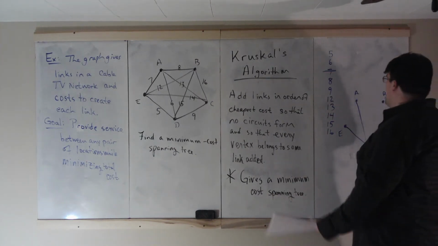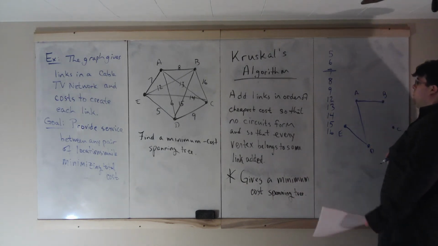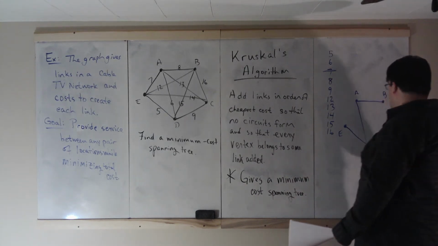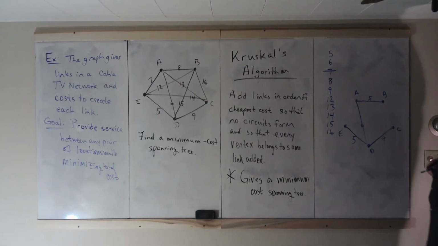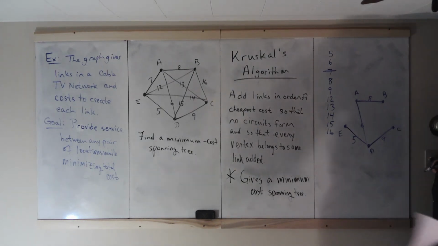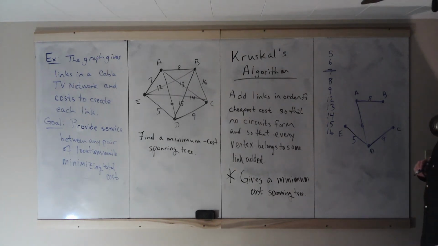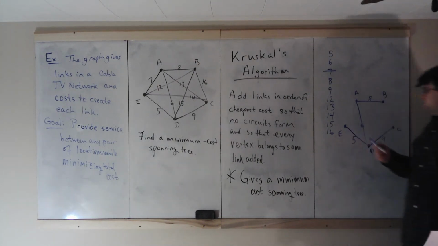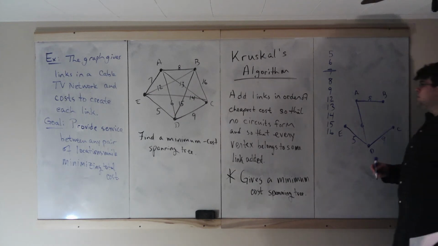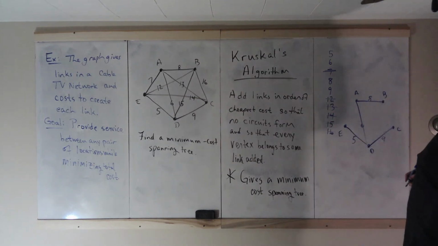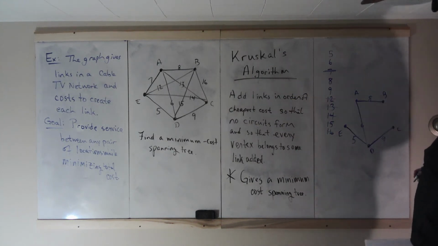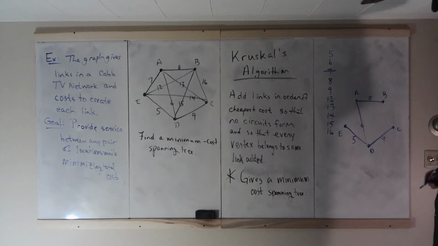What about 8? Where's 8? 8 is up here. Okay, how about 9? Where's 9? 9 is down here. Maybe I should label them. 5, 6, there's 8. What happens if we add 9? Well, if we add 9, it does not create a circuit. So we can add 9. But once we've added 9, look at this. We've hit all 5 vertices. So you don't even need to think of 12, 13, 14, 15, or 16. If you add any of those, that will just create redundancies.